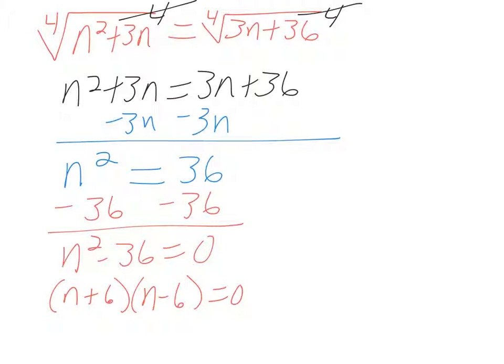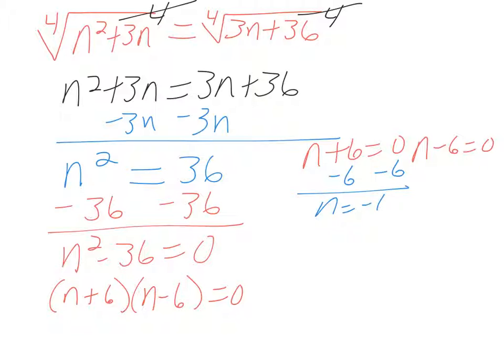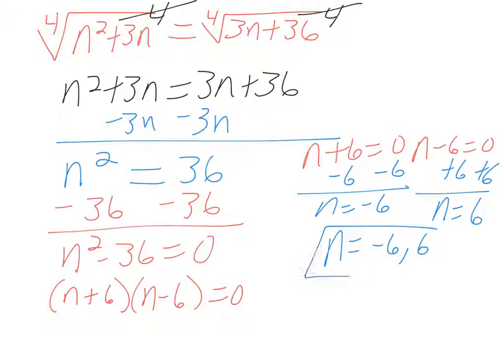So now I have to figure out what n is. So I can take n plus 6 equals 0 and n minus 6 equals 0. So then I would minus 6, so n equals negative 6, plus 6, plus 6, so n equals 6. So n equals negative 6 and 6 on there.